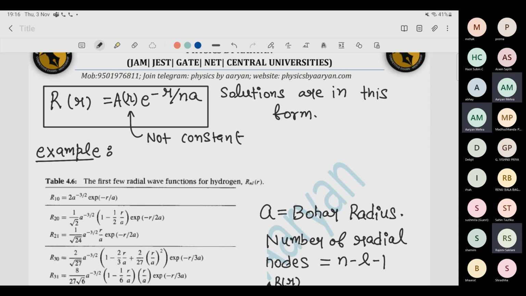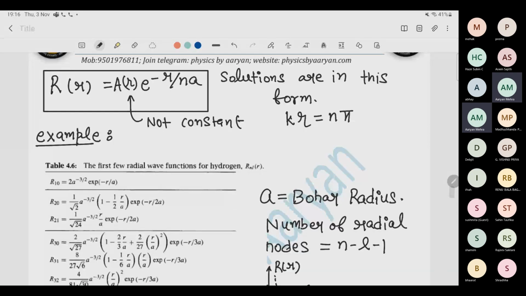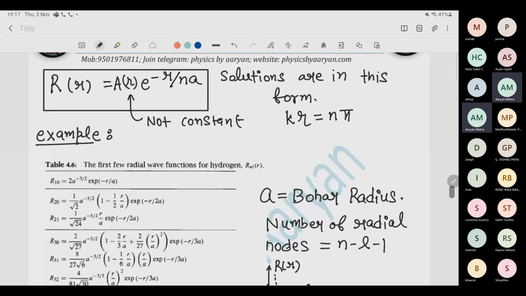Can kx equal to n pi? Can you repeat what it is equal to? kx equals n pi. Or maybe kr equals n pi. Why does this boundary condition need to be satisfied? Any vague idea?